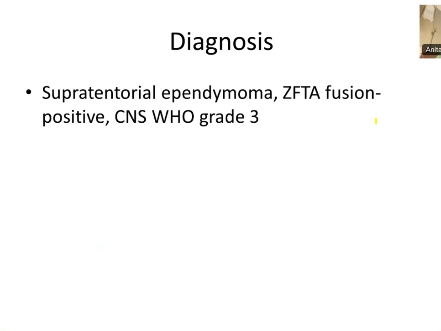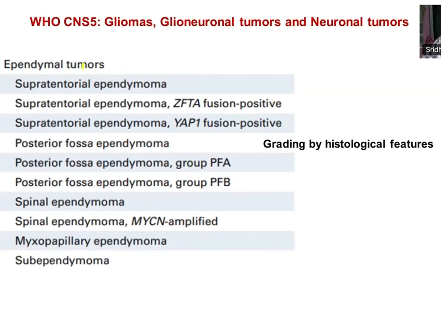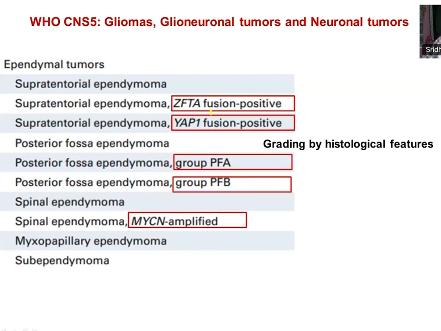So in case of ependymoma, the important IHC marker is L1CAM, which is used as a surrogate for ZFTA fusion. Okay, this is the current classification, which is based on the ependymal tumors. The grading is still by histological features. There are no molecular markers for the grading. You have to grade based on the histological features. Each one has a subset: the supratentorial is one broader group, then posterior fossa ependymoma, and spinal ependymoma. These are the three groups.